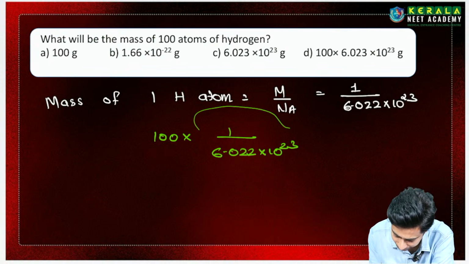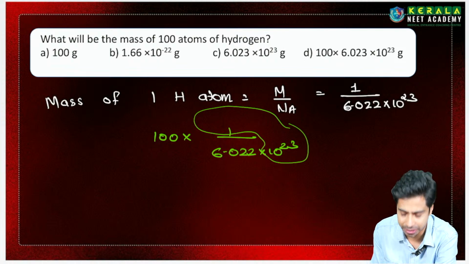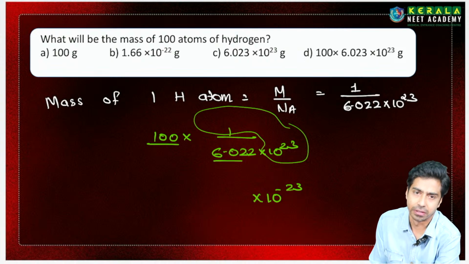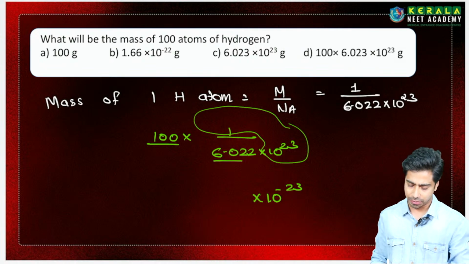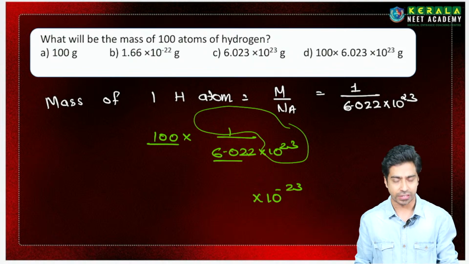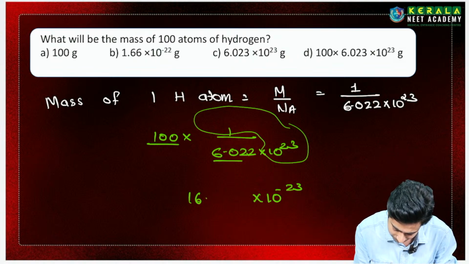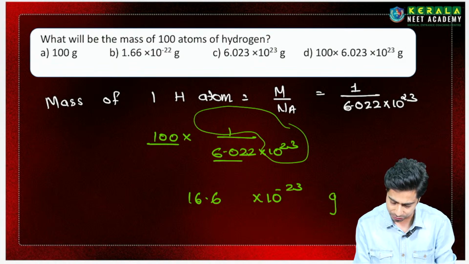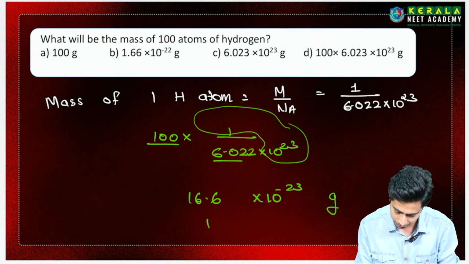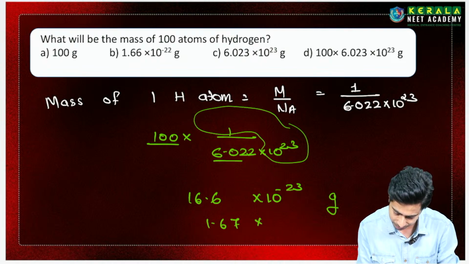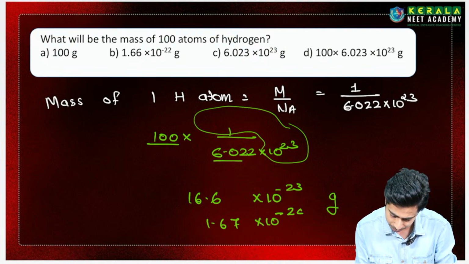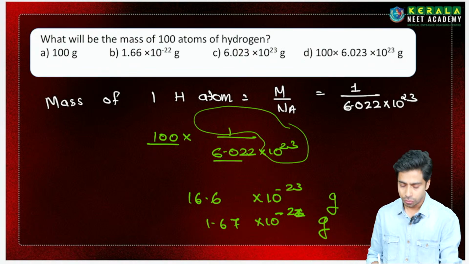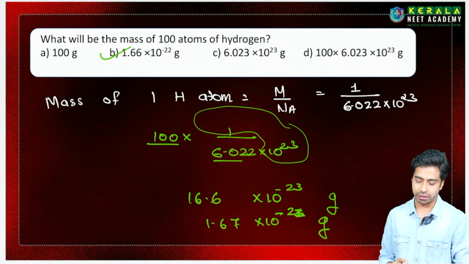So you do one thing, separate it. 1 by 10 raised to 23 is 10 raised to minus 23. 100 divided by 6, your answer will be like 16 point something, so take 16.6. So 16.6 into 10 raised to minus 23 gram, or it will be equal to 1.67 into 10 raised to minus 22 gram. So this will be the answer, 1.66 into 10 raised to minus 22.